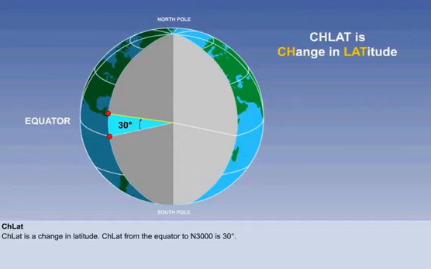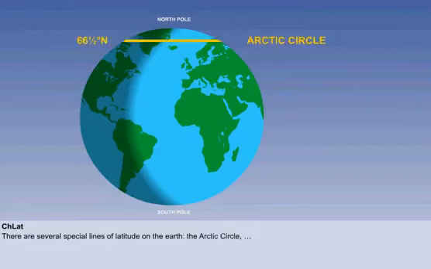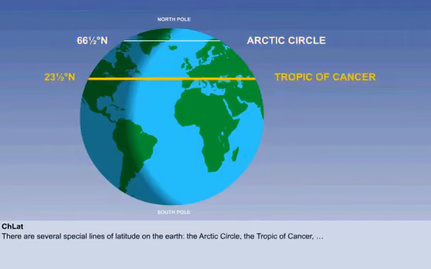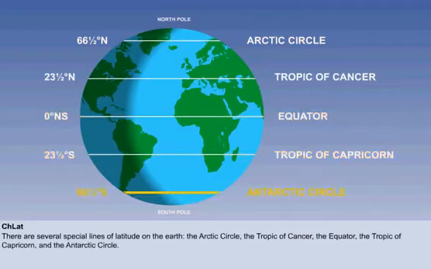Let's look at some special lines of latitude and the CPL when moving from one to another. There are several special lines of latitude on the Earth. These are the Arctic Circle, the Tropic of Cancer, the Equator, the Tropic of Capricorn, and the Antarctic Circle. We can determine the CPL from one to another.